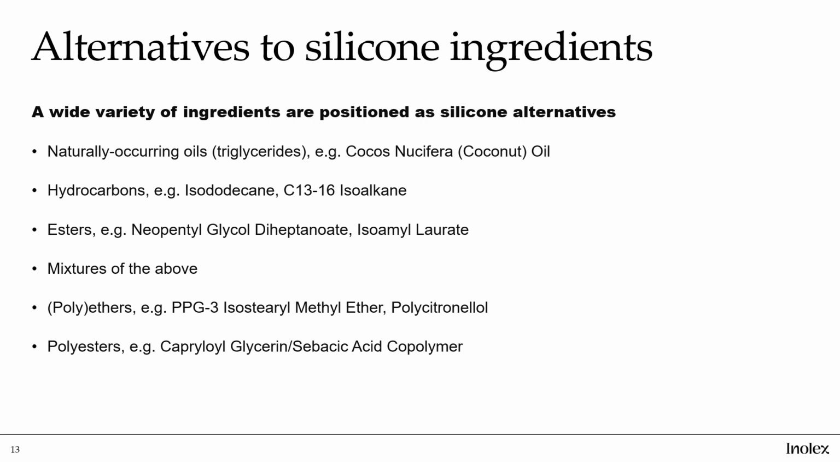Naturally occurring oils, of course, are very popular because they're directly isolated from plants. So things like coconut oil have been positioned as silicone alternatives. Emollient fluids, whether they're hydrocarbons or esters, have become very popular, again, because these have some physical properties that make them very amenable to silicone substitution. And of course, mixtures of any of the fluids shown here have also been deployed as silicone alternatives. And then when it comes to more viscous materials and trying to substitute for things like dimethicone, we see viscous fluid polymers being deployed as alternatives. So polyethers and polyesters are particularly popular for this purpose.